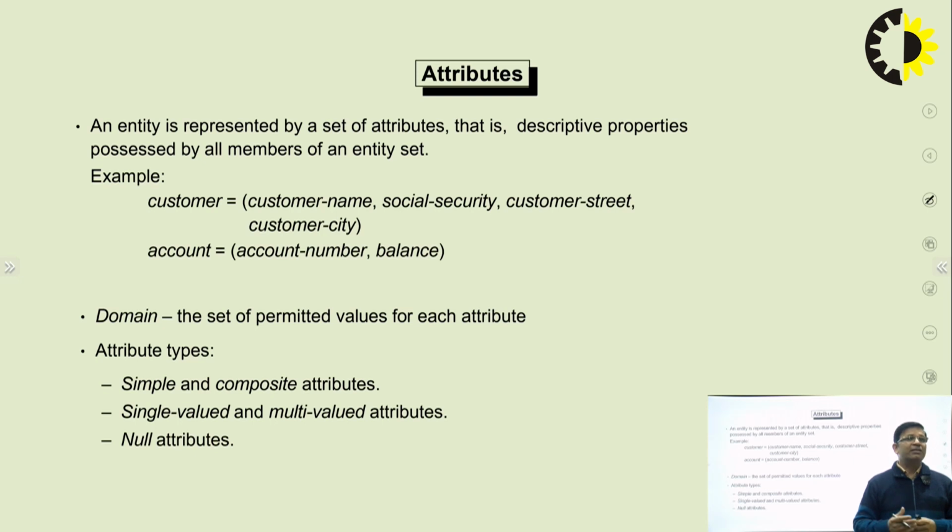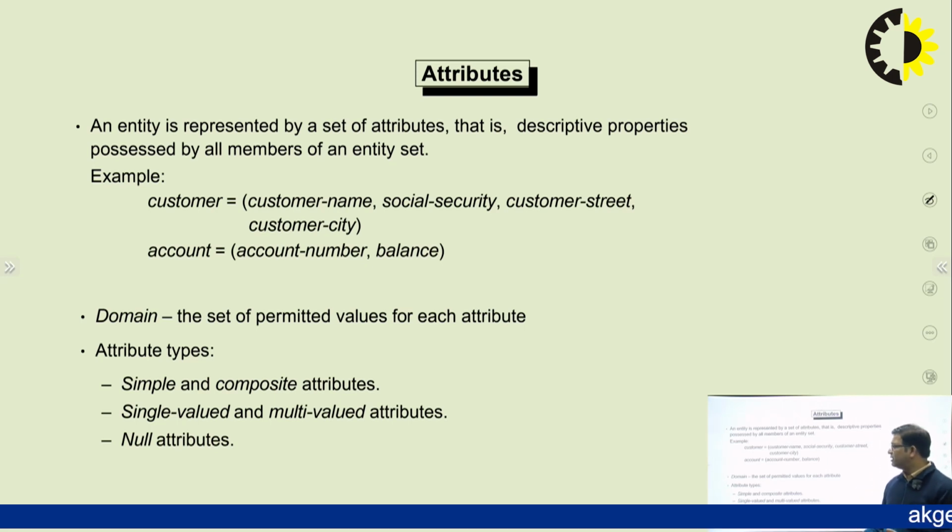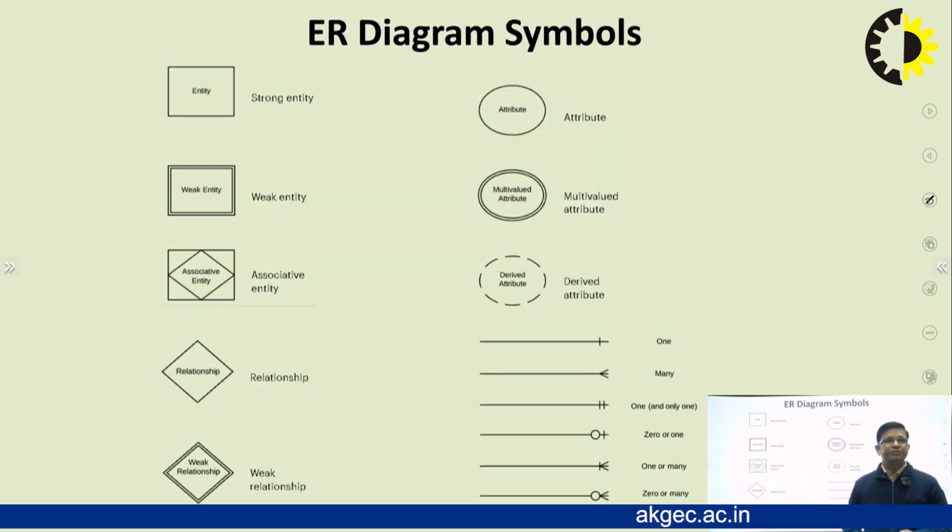What is the domain? A set of permitted values for each attribute. For example, if we are permitting customer name, it can accept varchar or string values, so it can accept strings only. While for social security, if we allow it, it can accept only an integer value of 10 digits. So it accepts an integer value and the size is 10 digits. So this is a domain. The attribute type can be simple, composite, single-valued, multi-valued, and null attribute. We will discuss it later.